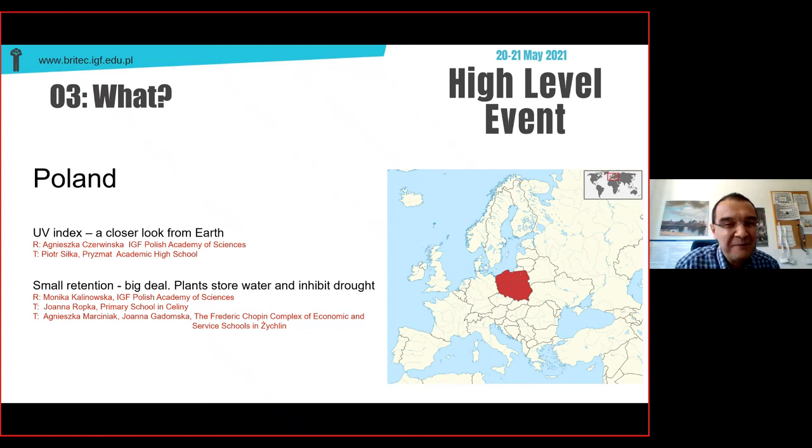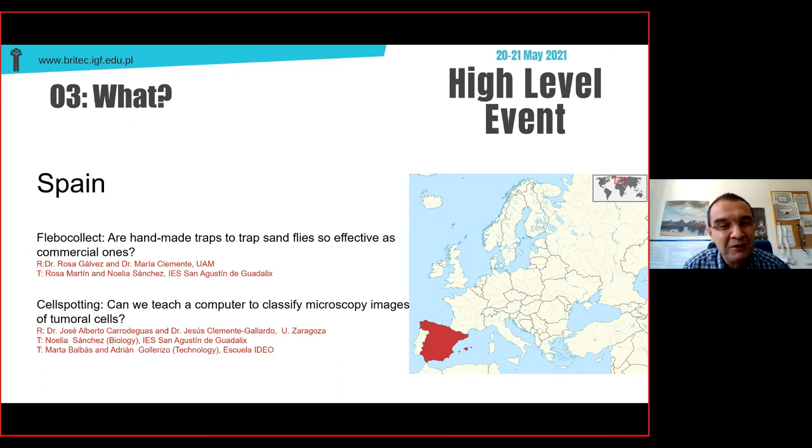Next slide, please. This is the only one I'm comfortable with names. In Spain, we have two pilots, and this one is Plevocollect. This has been mentioned by Adrian in a few presentations ago. Our handmade traps to trap house flies, as effective as commercial ones. The other has also been explained in some detail. It's Cell Spotting, can we teach a computer to classify microscopic images of tumor cells? I participated in this as a researcher. All this material again will be available on the BRITEC website when it's ready.